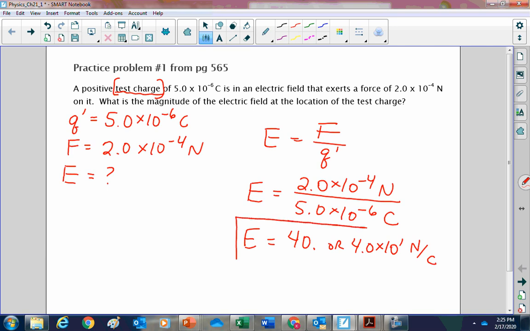Okay, now all it asked for was the magnitude. This time it did not ask for the direction. And that's because it didn't tell us any information about where this positive test charge is located. It just told us that this positive Q prime is just hanging out here in space. Is it being pulled to the right? Is it being pulled down? We just don't know. So we're not able to tell this time the direction of the electric field. Okay, that's it for that one.